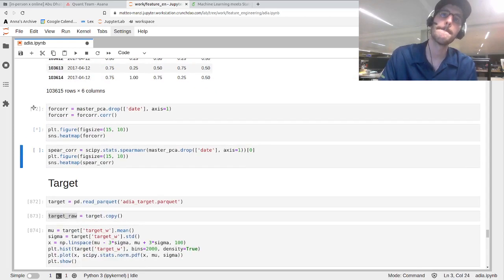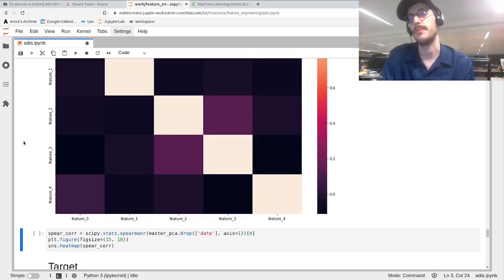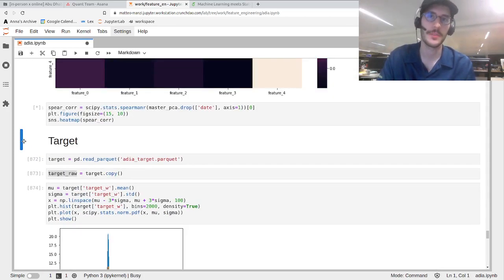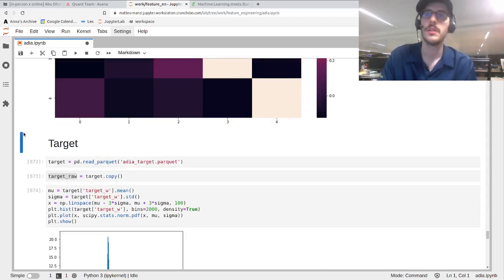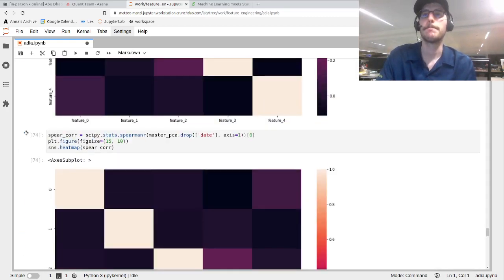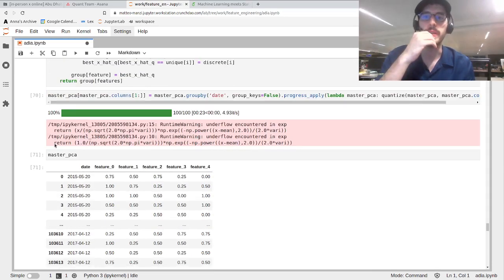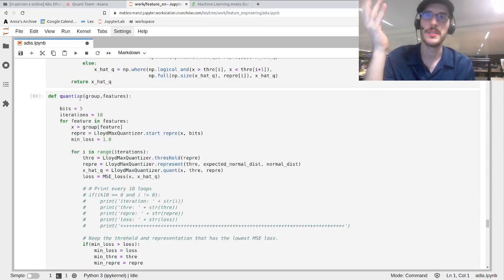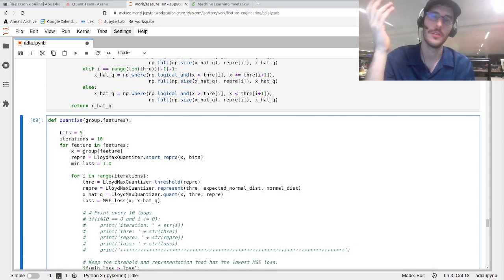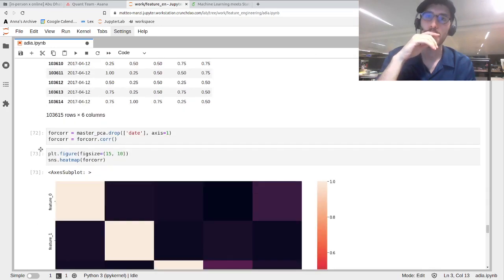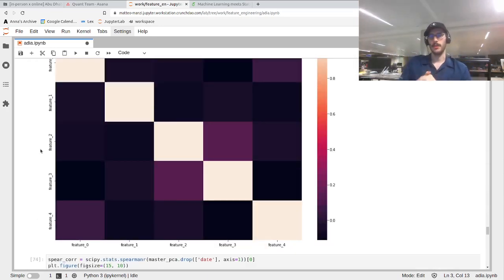Now, after quantization, basically the covariance matrix doesn't change, which is good news. But what I wanted to say is that we can define the number of bins we're interested in. Here, I call it bits. But yeah, let's look at the target because I think things get much more interesting on the target.